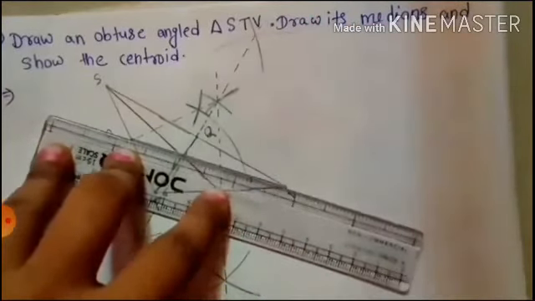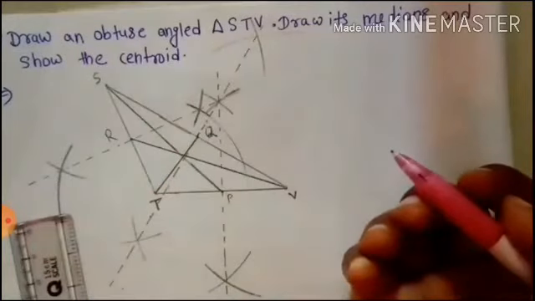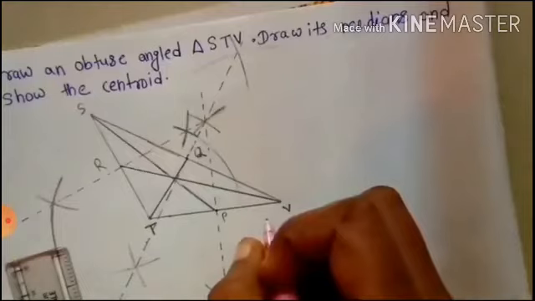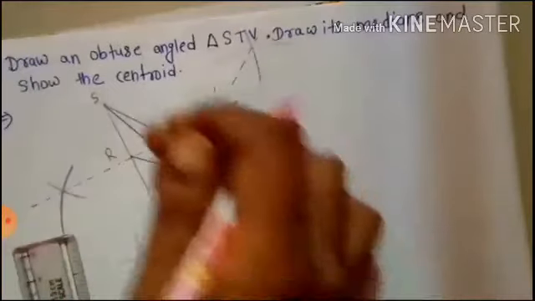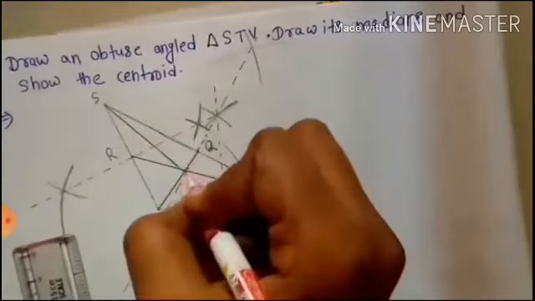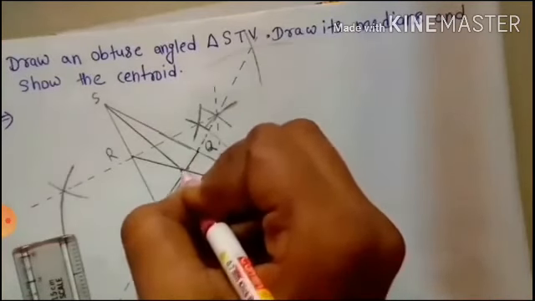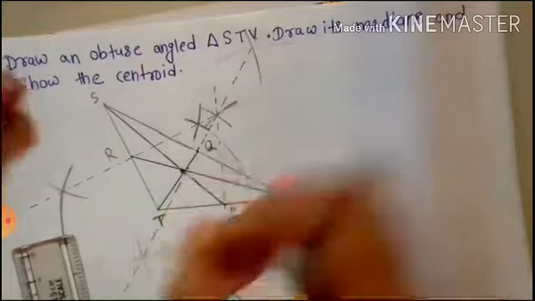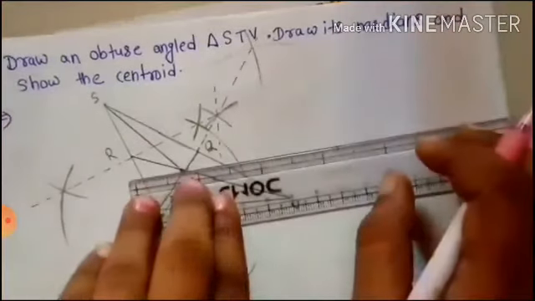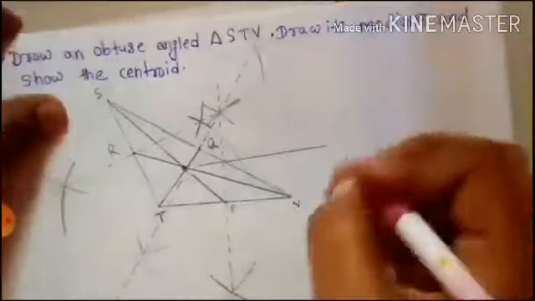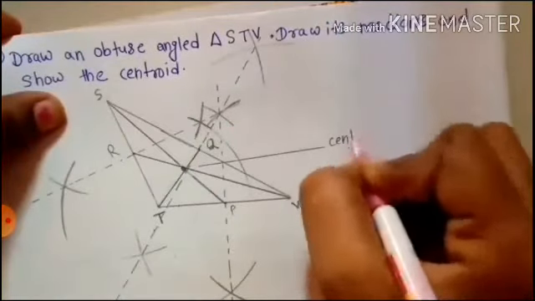I will denote it by G, the centroid. This is the centroid, and I will give the name G to this centroid. Hope you can understand all three questions. So first of all, write the question and draw the construction very carefully. If you have any problem, then ask me.